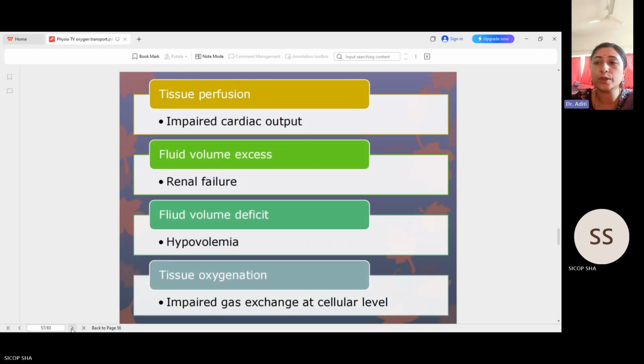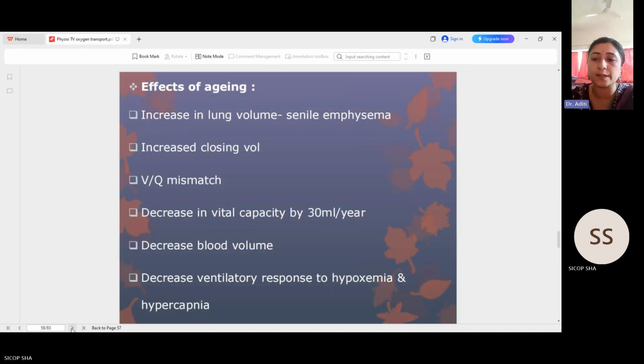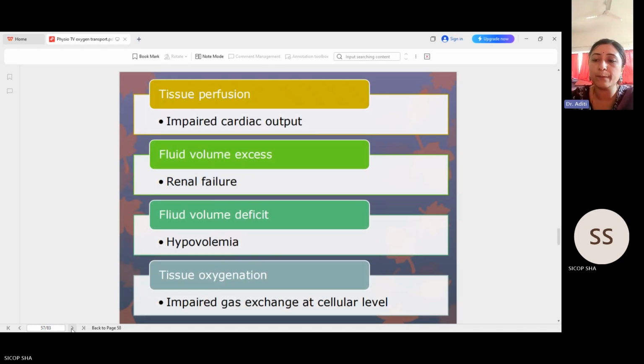Next is tissue perfusion. Again, impaired cardiac output. We have seen the state of stagnancy. Whenever there is stagnancy, the tissue perfusion is also going to go down, or whenever there is fluid volume excess, for example in cases of renal failure, or when there is fluid volume deficit, for example hypovolemia. Hypovolemia can be because of any reason: road traffic accidents, shock, burns, anything. A state of hypovolemia can actually affect the oxygen transport. Tissue oxygenation: impaired gas exchange at the cellular level can also affect O2 transport.